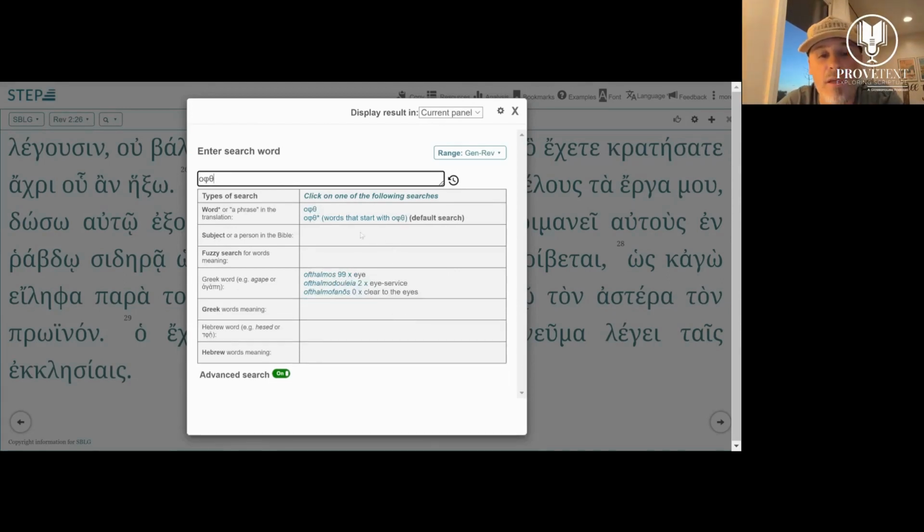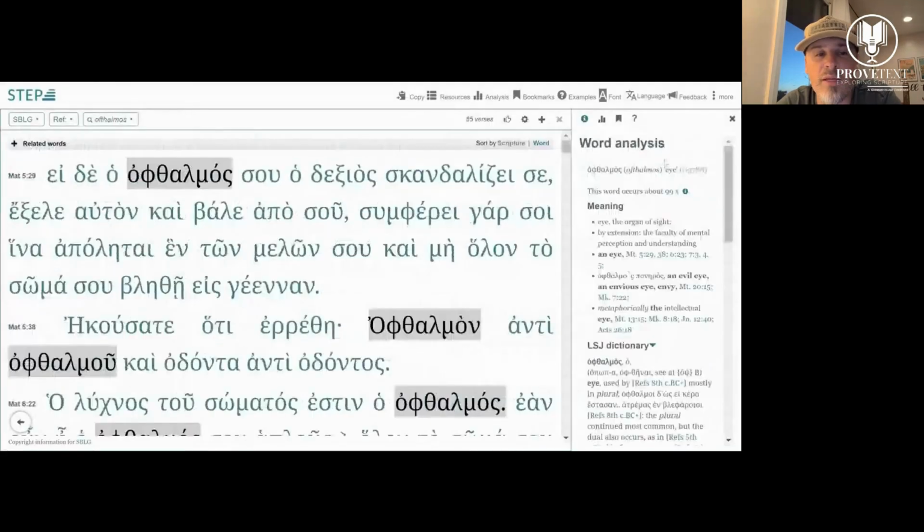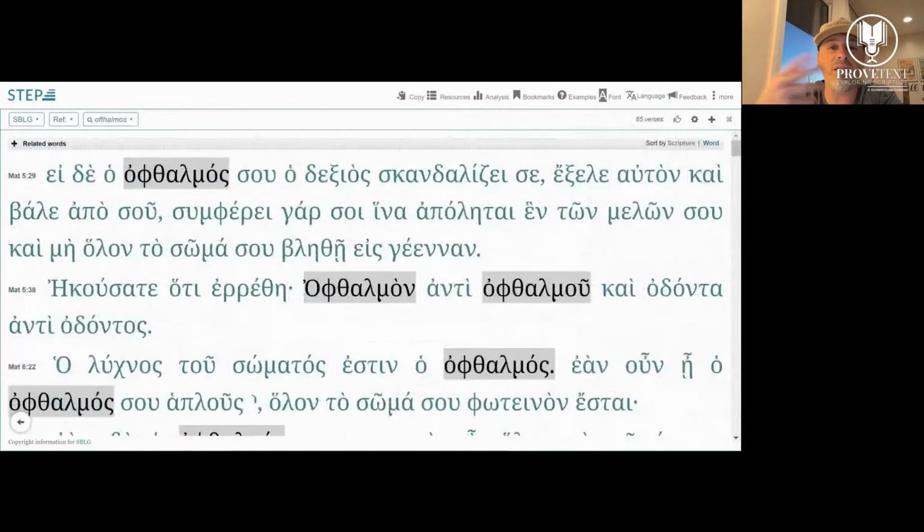So here we go. You can see we get three examples of this. We got ophthalmos, which is eye. Ophthalmodoulia, eye service, which is interesting. And then ophthalmophanos, clear to the eyes. So let's look at just ophthalmos briefly. And you can see that all of these opt and opht, they typically have to do with sight, right? Or seeing something appear in vision, right? So opt and opht words have to do with that.